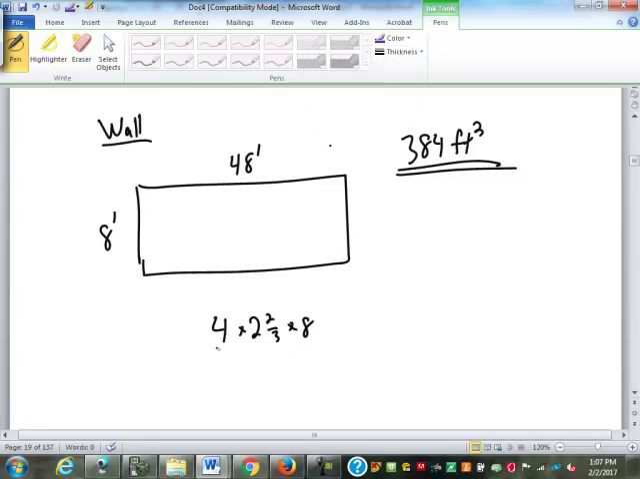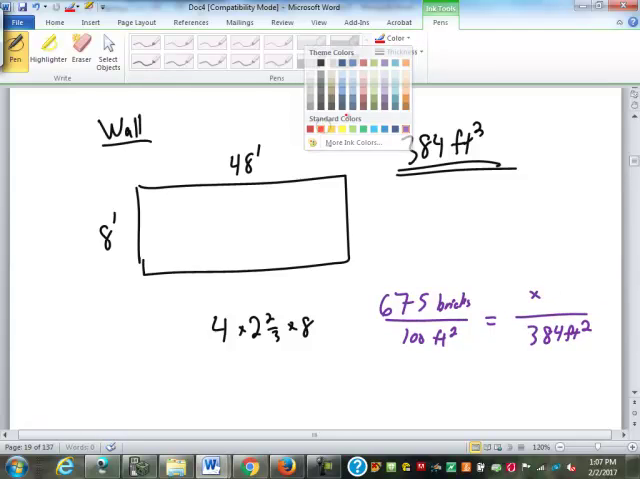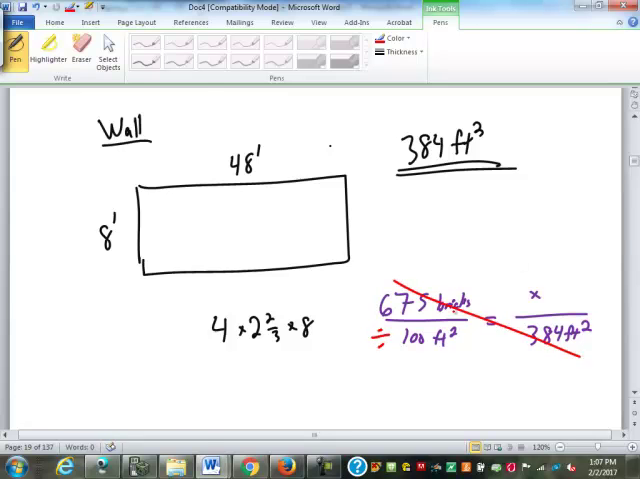Now, how many of those, if I look at the table, that's actually the top row, 4 2/3 by 8. What does it say for bricks per 100 square feet? 675 bricks per 100 square feet. I don't have 100 square feet. I have 384 square feet, don't I? So to find my number of bricks, I cross multiply and divide.